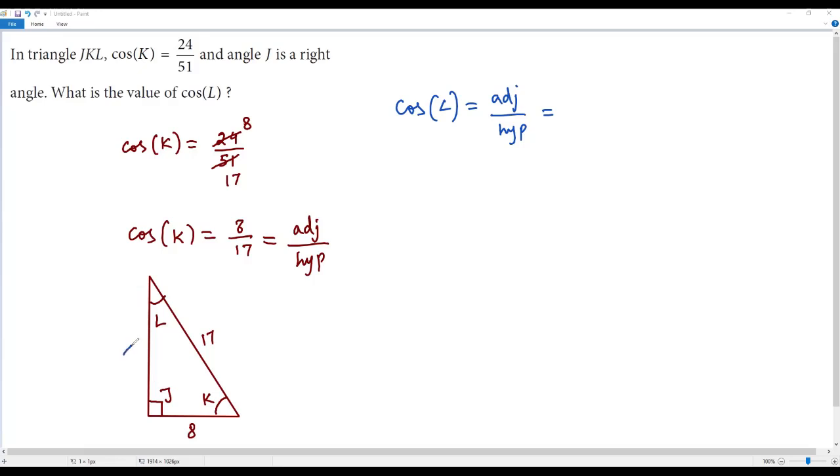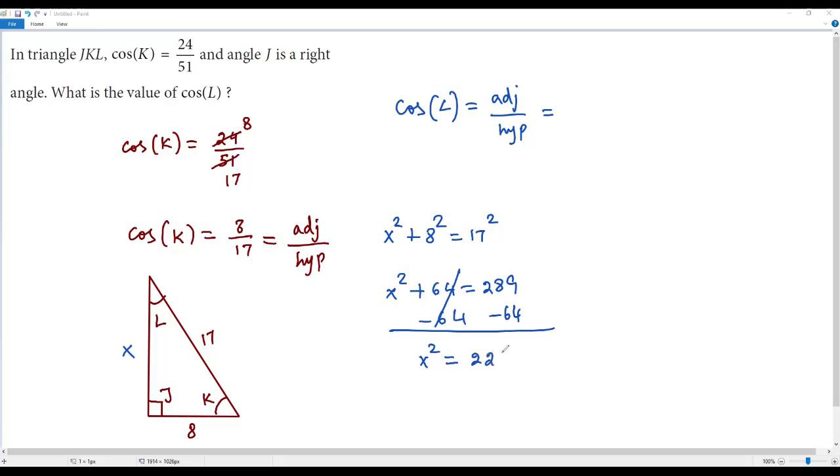Okay, let me assume the length of the side over here as x. According to the Pythagorean theorem, the sum of the squares of the two legs of a right triangle always equals the square of the hypotenuse. So that is x squared plus 8 squared equals 17 squared. So then we get x squared plus, the value of 8 squared is 64 and the value of 17 squared is 289. Okay, now let me subtract 64 from both sides. When I do so, this positive 64 and negative 64 will cancel. I'm getting x squared equals 225.